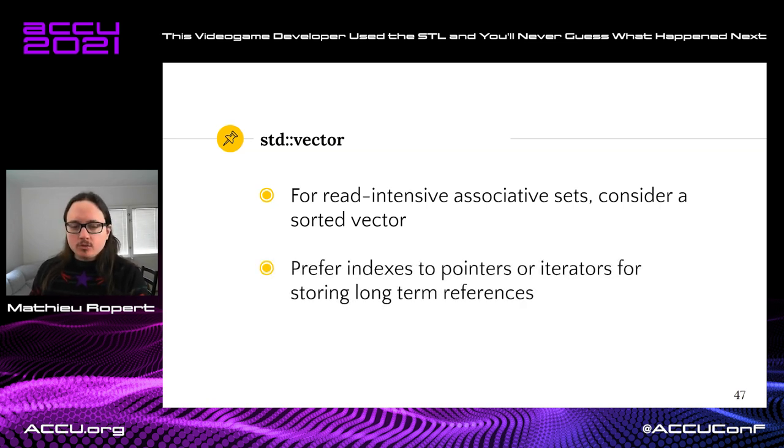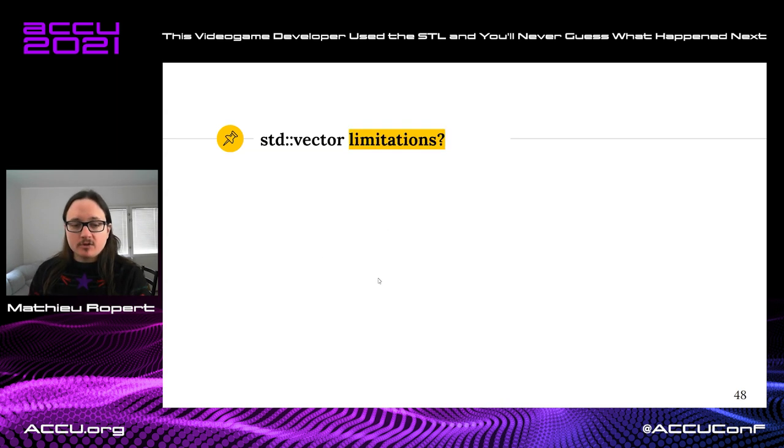And if you need to keep references to items in a vector, prefer indexes to pointers or iterators, because as you know, if you push back some elements in a vector, it might actually need to be reallocated and move the whole thing, so your pointer will be invalidated, whereas your index will stay strong all the time.